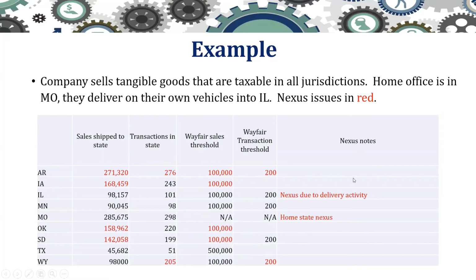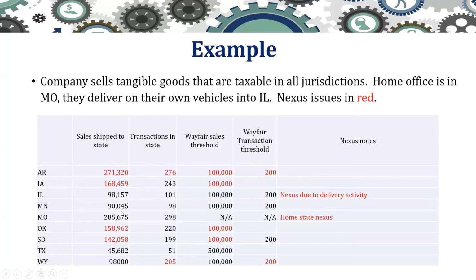We've created notes over here. So we can see the ones in red are ones that we've exceeded something and therefore know we have an issue. So Arkansas, we know we have an issue because we've exceeded both sales and transactions. Iowa, we have an issue because we've exceeded sales. Illinois, we have a traditional nexus issue because we have delivery activity there.